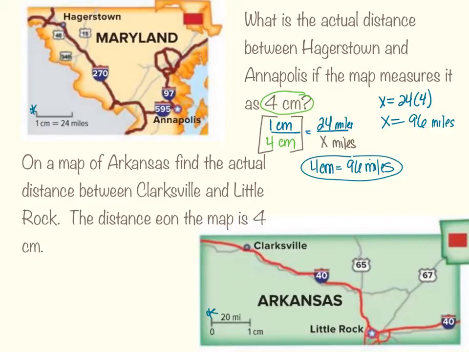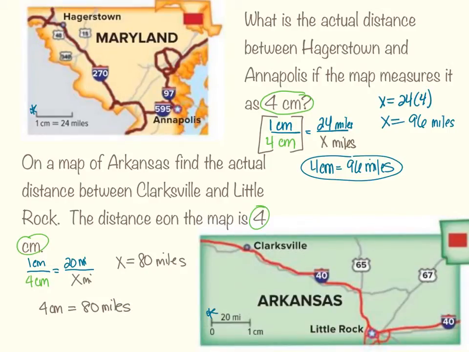If you look at Arkansas, they have a different scale. That scale is 1 centimeter equals 20 miles. And again, the number that they mention is 4 centimeters, so that's going to go in the fraction of the centimeters. Then we have to figure out x miles by cross multiplication. So 1 times x is x, and 20 times 4 is 80. So x equals 80 miles. Therefore 4 centimeters on the map is equal to 80 actual miles.